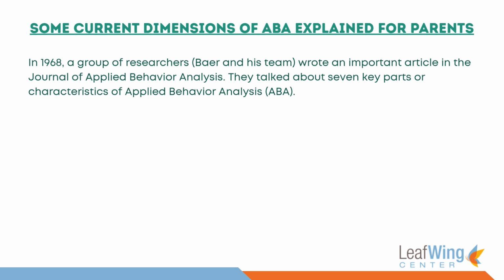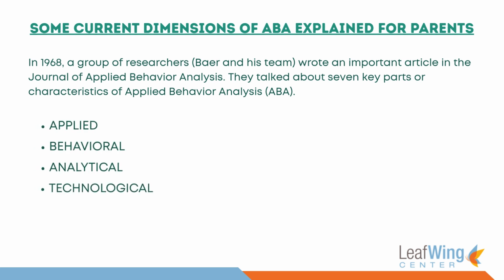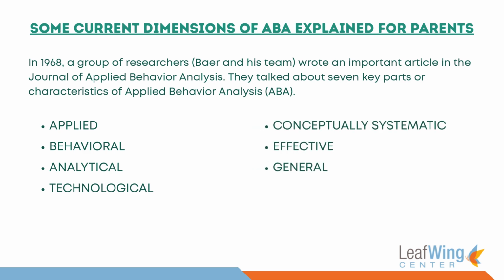To make this easier to understand, we'll use the word characteristic instead of dimension. The 7 main characteristics of ABA are applied, behavioral, analytical, technological, conceptually systematic, effective, and general. Let's take a look at what each of these means.